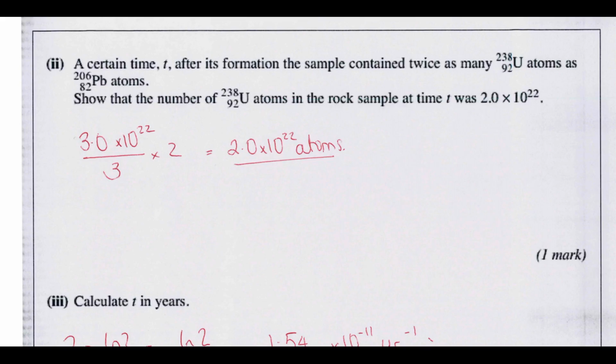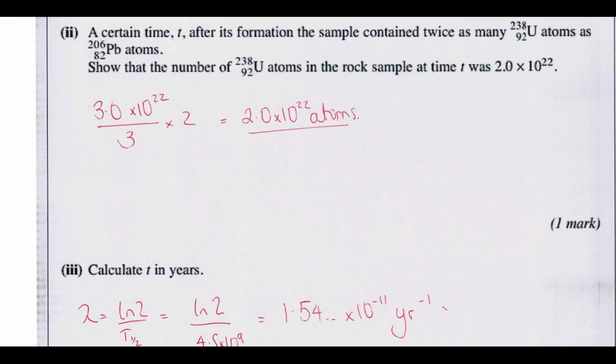And then T seconds after the formation, there are twice as many uranium atoms as lead atoms. So we need to show how many uranium atoms there are. If there are twice as many, what we end up doing is dividing the whole number by 3, because you've got the 1 plus the double, so that gives you 3, and then times by 2, and that's where that value comes from. So really quite easy there.